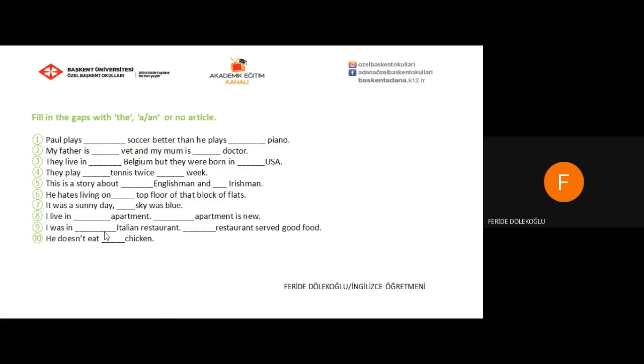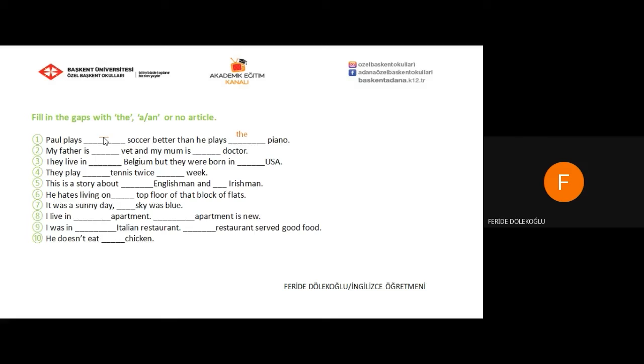Fill in the gaps with the, a or an, or no article. Let's start with the first one. Paul plays soccer better than he plays the piano. Before the musical instruments, we use the. That's why here we say the piano. And if we are talking about something in general, we don't use any articles, so the correct answer is no article here.